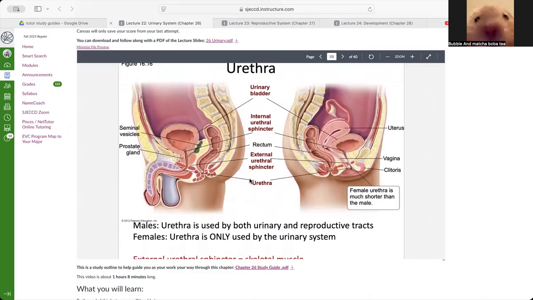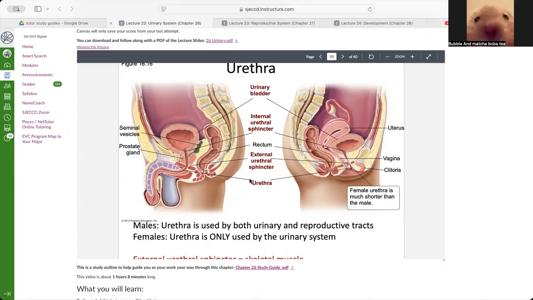In males, the urethra is used by the urinary and reproductive systems, so it carries urine and semen. While females use it only for urinary, there's a separate opening for the reproductive. And it has an external urethral sphincter, skeletal muscle under voluntary control. Men have to shake off extra urine because the external urethral sphincter can stop the flow of urine from the bladder. There's still residue that needs to be secreted.